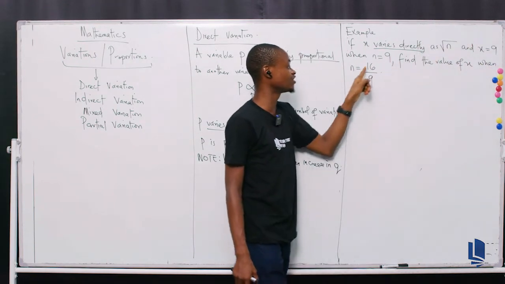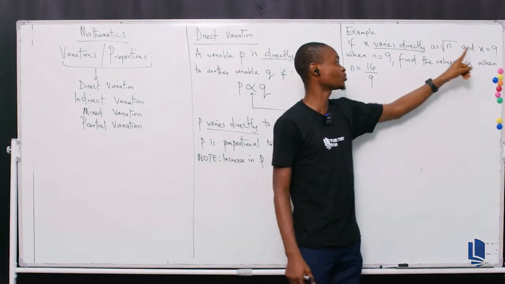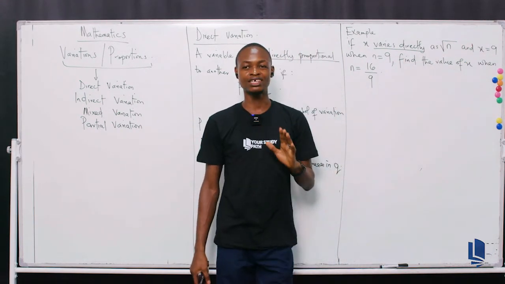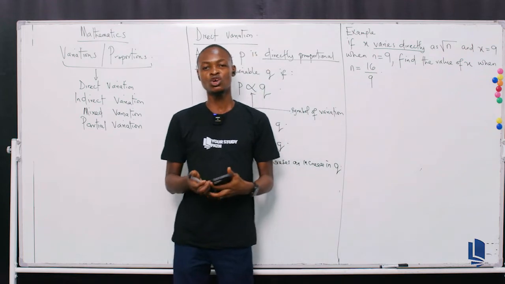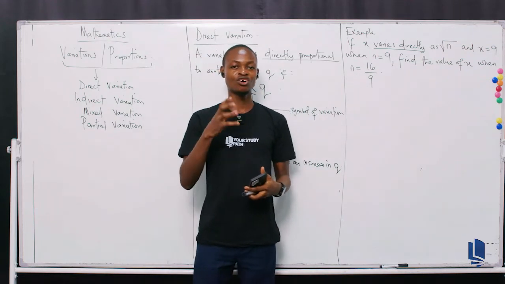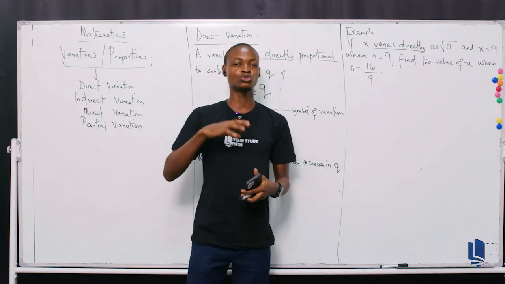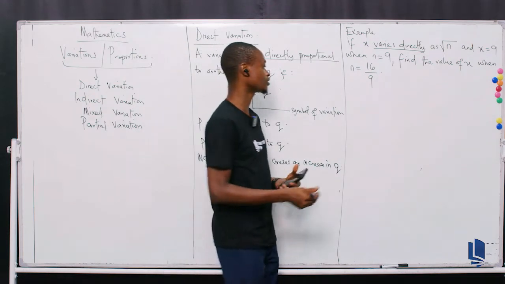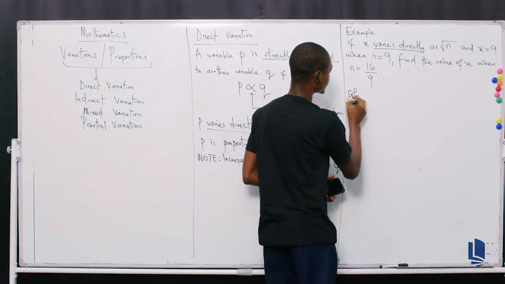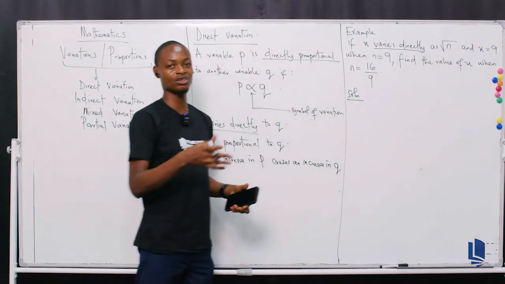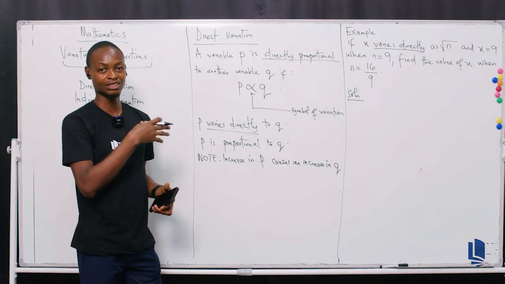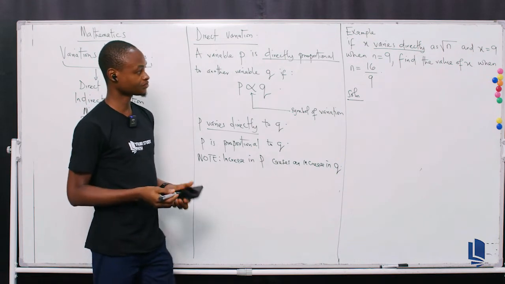Because of the decrease in the value of n, there has to be a corresponding decrease in the value of x. That is the very first way in which you give yourself the correct guidance on how the question is supposed to turn out. This is very, very important. So now that we know that, we expect x to be a smaller value compared to the previous x, let's now put it to practice.